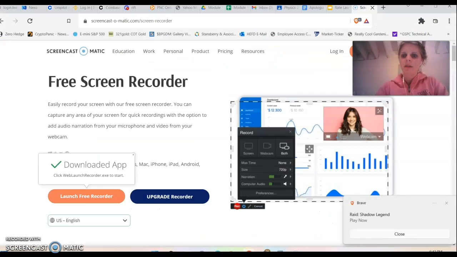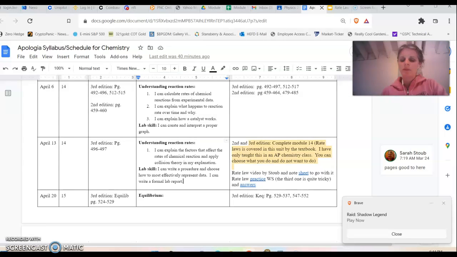Last but not least here, what I've got on the syllabus is a practice worksheet, and it's got a couple of them on there. The third one is really kind of tricky, so if you want a challenge, go for that. If you don't want to do the practice worksheet, totally fine. I've got my answers there posted. Helpful? Maybe, maybe not. That's totally up to you.